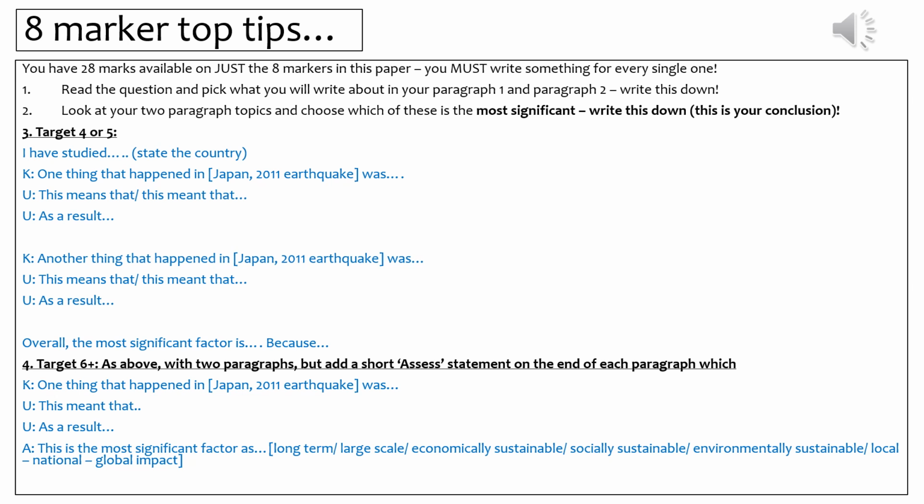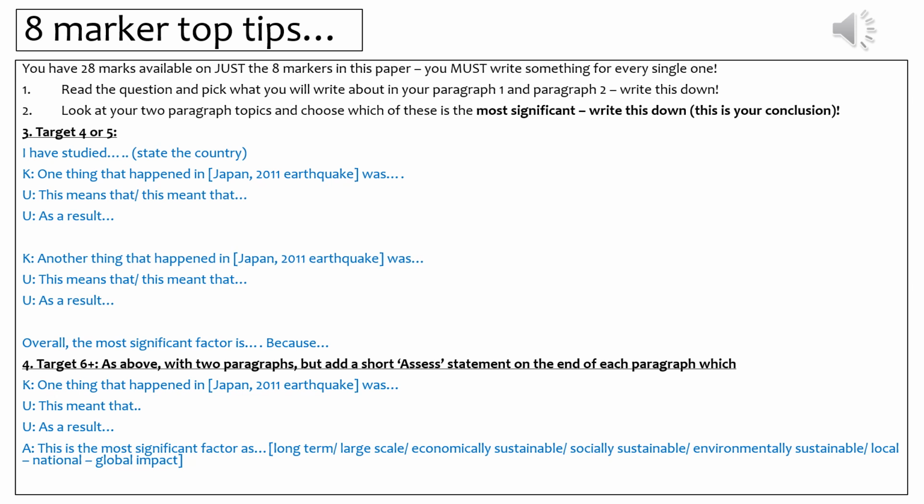If you're talking about sustainability, tell me which type. Is it economically sustainable, socially or environmentally? You can also talk about your thing having an impact at a local, national or global scale. Obviously, the bigger and the greater the impact, the more significant that thing is. And you want to make sure that you do that in your little paragraphs and then write a really decent conclusion on the end, really weighing up the 2 things you've talked about.